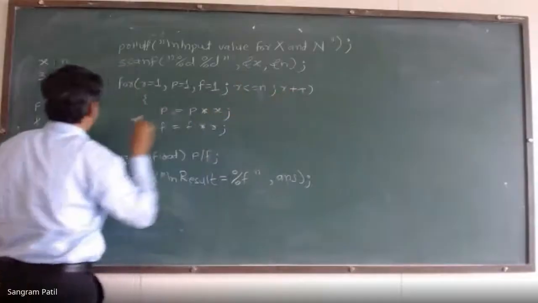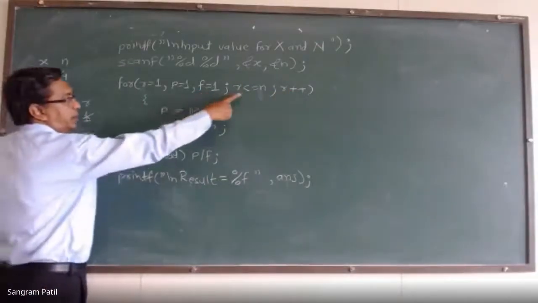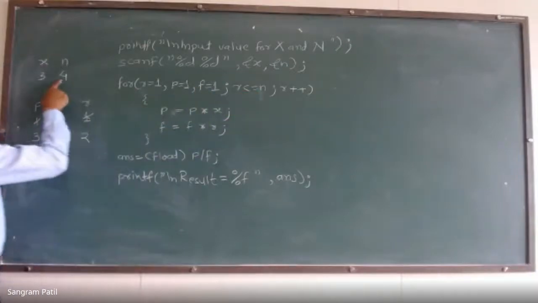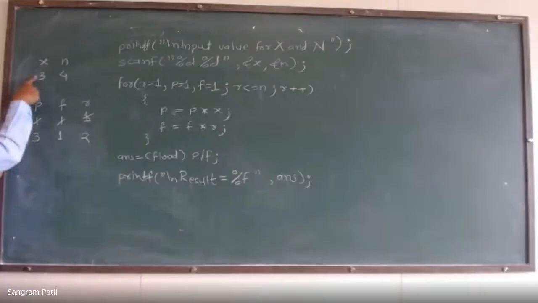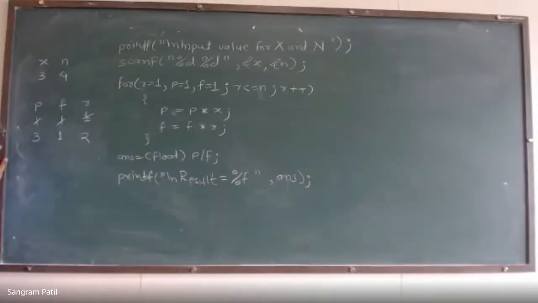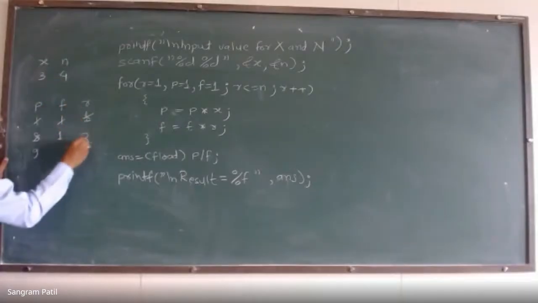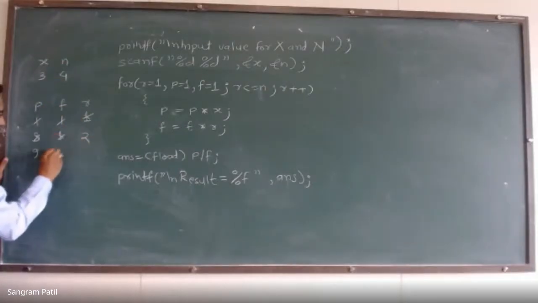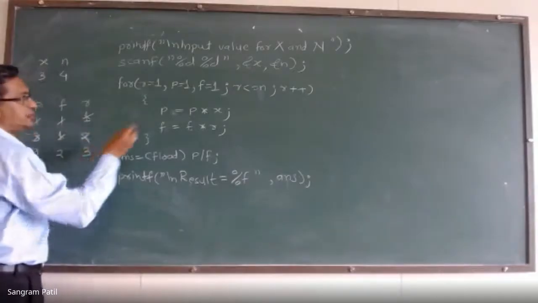R plus plus. Value of r becomes 2. Less than equal to n. Yes, it is less than equal to n. P equal to p into x. P is 3, x is 3. 3 into 3 is 9. And that will be new value of p. So p becomes 9. F equal to f into r. And value of f is 1. R is 2. 1 into 2 is 2. R plus plus. Value of r becomes 3.